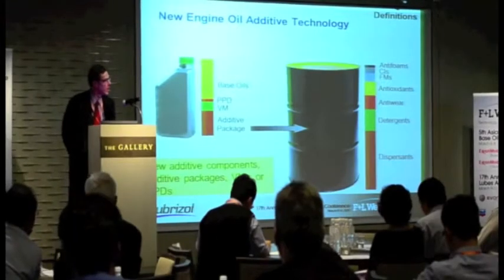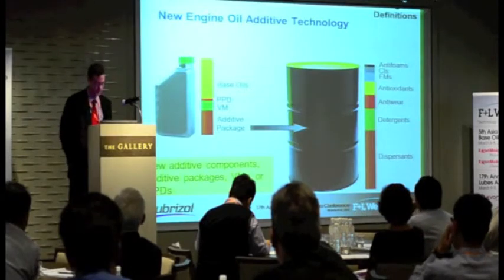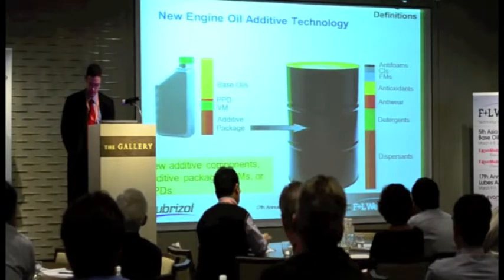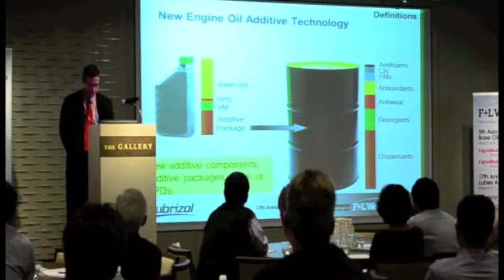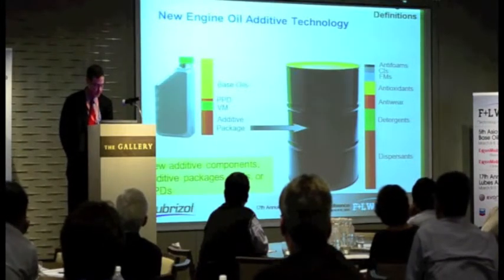Definition. This slide shows the general composition of a lubricant. Base oils, VMs, and an additive package, and in the barrel, you see what's in the additive package, a variety of different additive types: dispersants, detergents, antioxidants, and so forth.